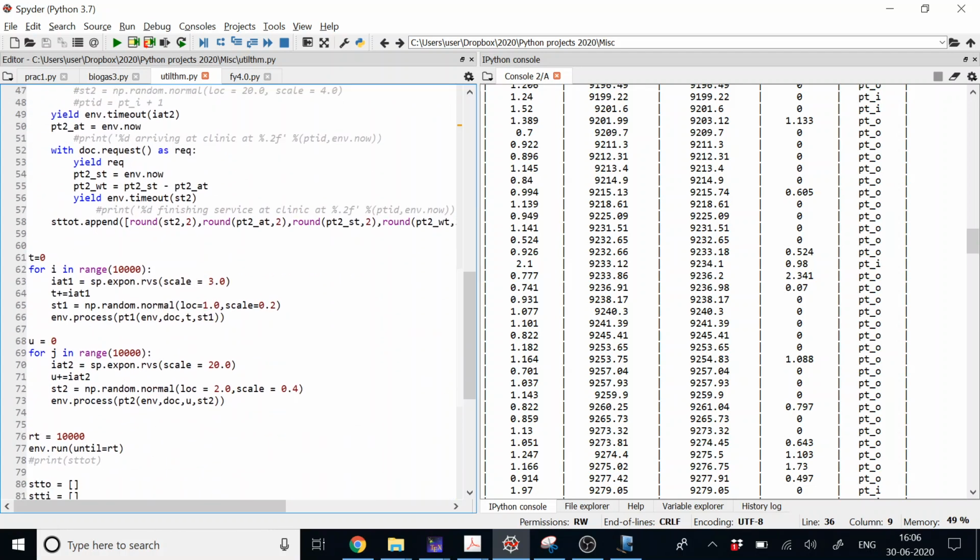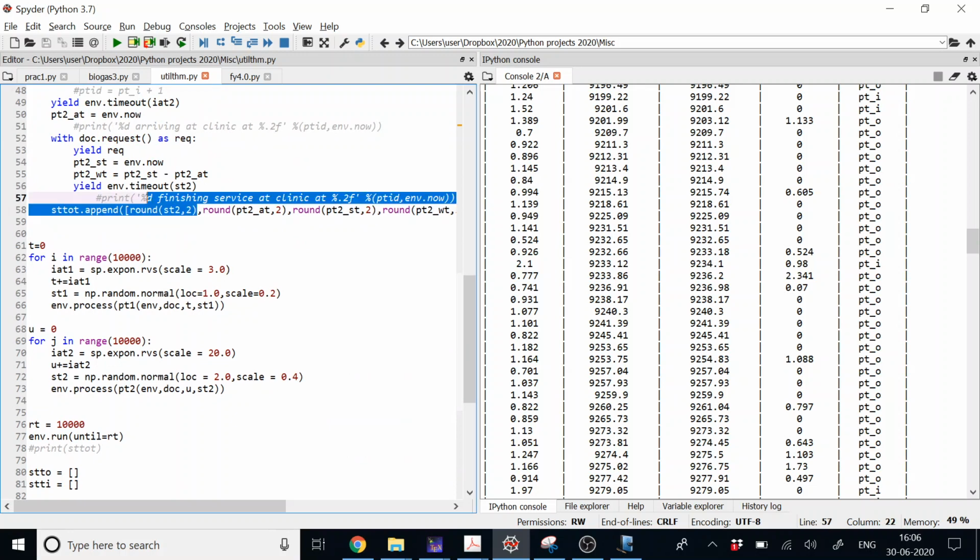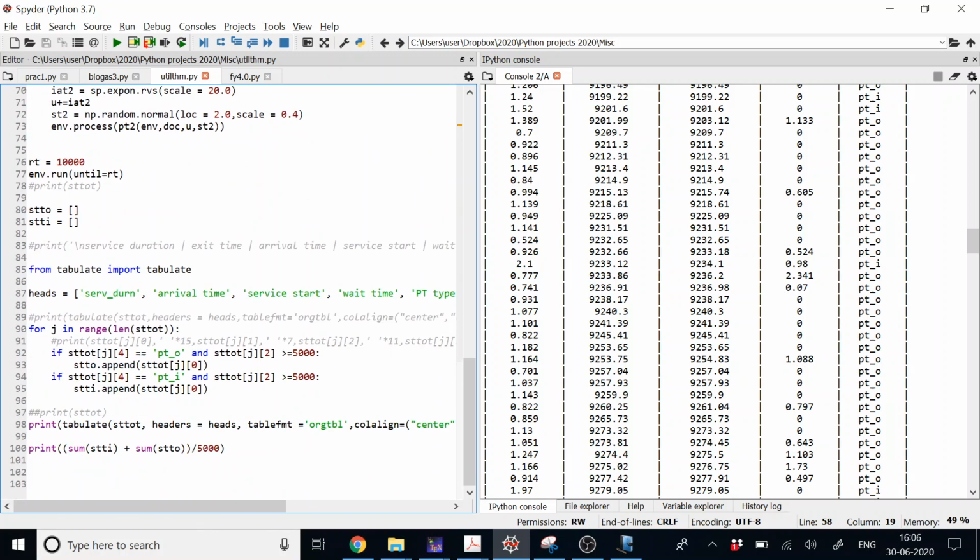So any patient who has received service after 5,000 units of time have passed, I record their service times, because that is the amount of time for which the server is busy. Then I sum all of that up and I divide by 5,000. So 5,000 units of time is the steady state duration for when the server is available. I calculate the total amount of time during those 5,000 minutes when the server is busy, and then I divide to get the utilization.